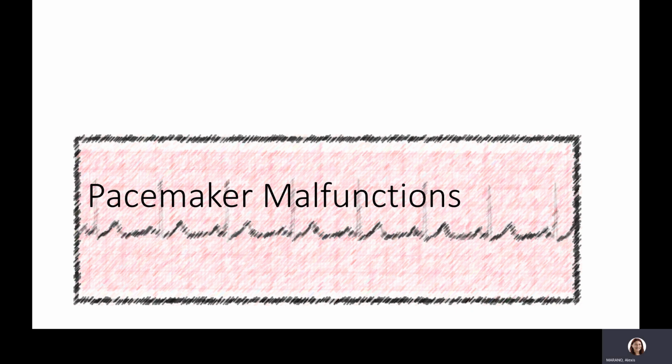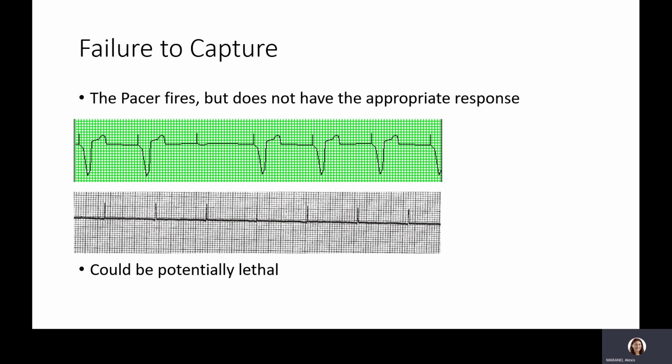So sometimes these little buggers make a mistake. So let's talk about those malfunctions. The first one is failure to capture. So the pacemaker fires, but it doesn't have the appropriate response. You can see in the top strip, that third beat right there, the pacemaker fires, but there's no QRS to follow. That can be problematic very soon.